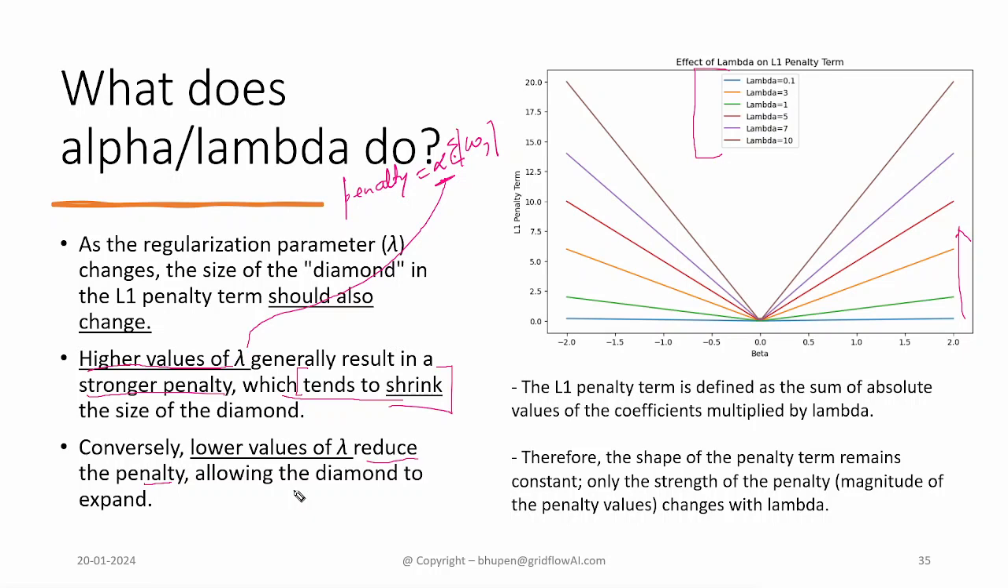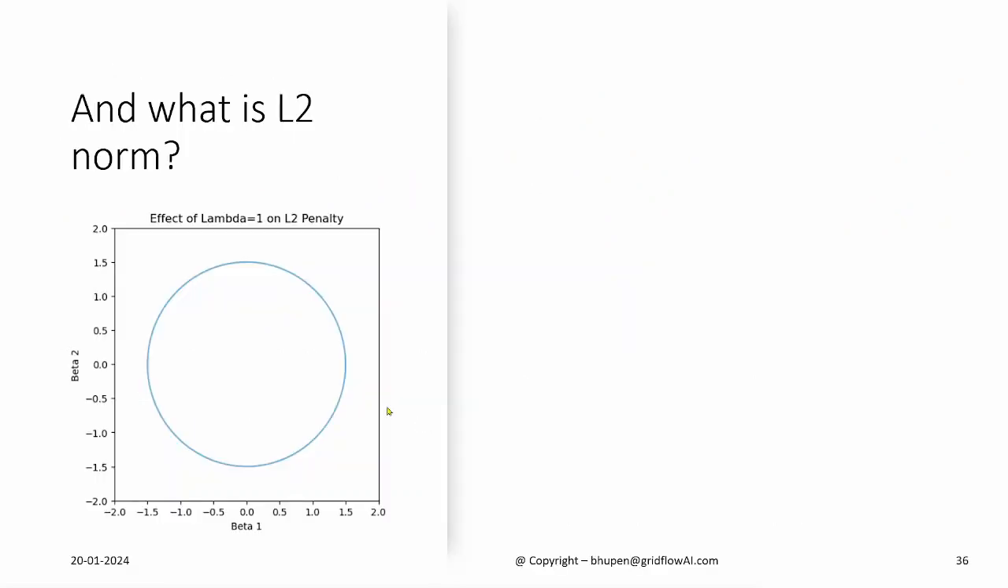Now, this changing of the alpha value is very crucial in regularization. That means we need to find the optimal value for this alpha or lambda so that you have optimal performance. Performance simply means the accuracy or mean square error or R2.